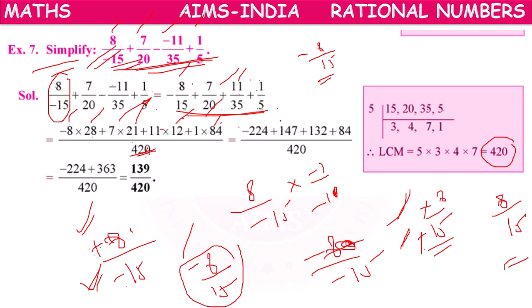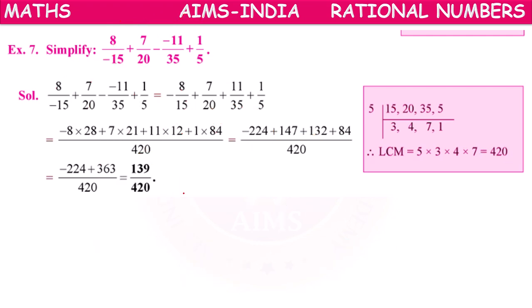Now multiplication. Only one number is having minus. The remaining 3 are positive. If we add 3, it will be 363. Minus number minus 224. If we subtract, 139 by 420. In this way, we can simplify 2 or more rational numbers with more than one operation, means addition and subtraction together.